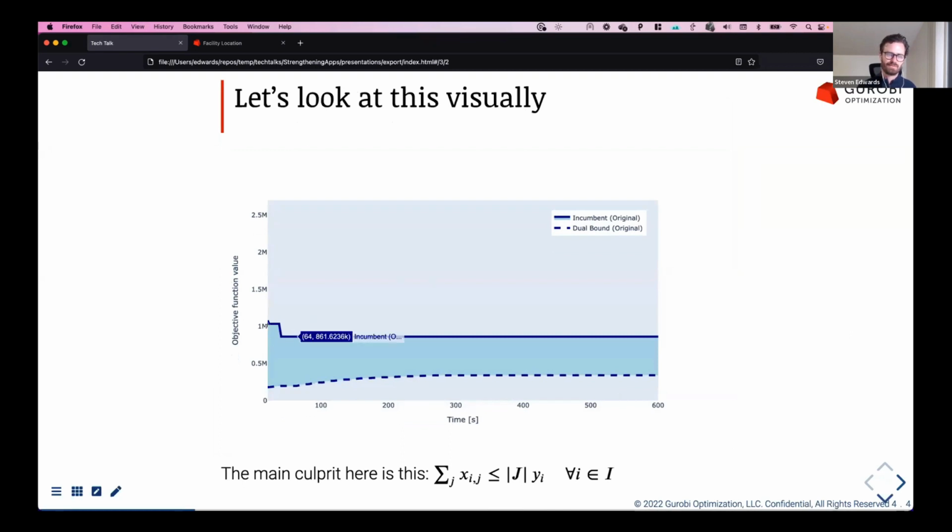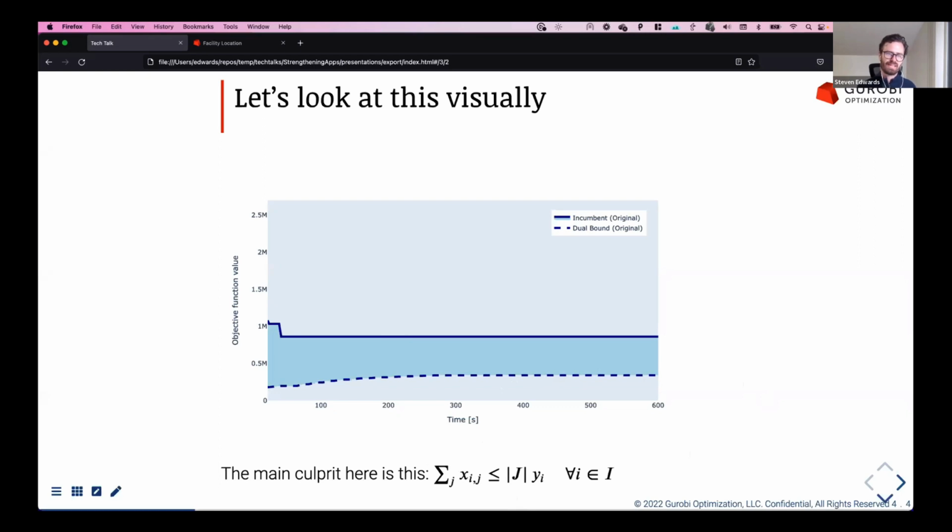So we see that we have some incumbent solution that increases a little bit to start, but then we just get stuck, where the dual bound just never improves. The culprit here, and probably a fair few of our audience might have seen this straight on the introduction page, is this constraint, which is saying that a warehouse must be open in order for it to serve customers. And this is what we noticed in the model file, a lot of these sort of constraints.